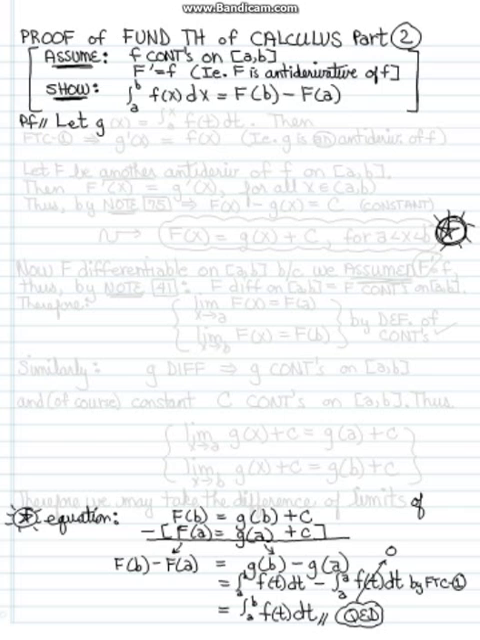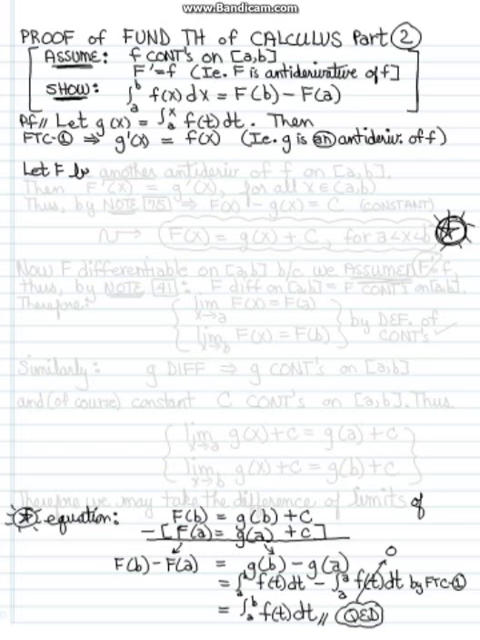Well, first let's name things. Let g of x equal the integral from a to x of f of t dt. Then the fundamental theorem part 1 says that g prime of x would be equal to little f of x. In other words, g is an antiderivative of the function f. Now I say an because you know these things are not going to be unique. You can always add a constant c and come up with another version of the antiderivative.